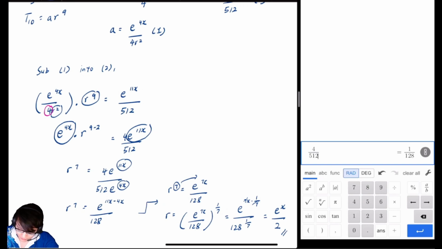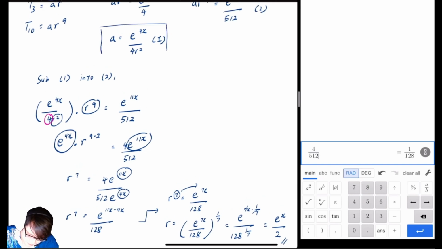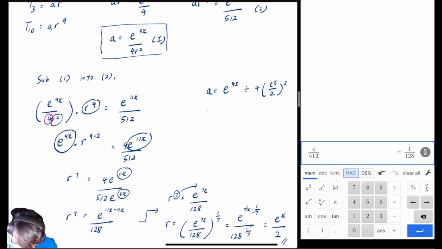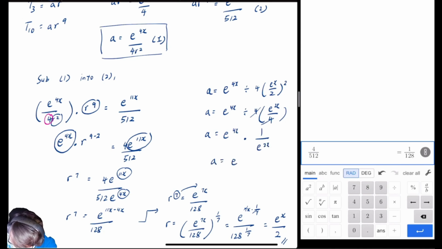Okay, but is that the end? Of course, we don't forget about the first term, a. You can just substitute: a is equal to e^(4x) divided by 4 times (e^x over 2) squared. So e^(4x) divided by 4, and then e^(2x) over 4, cancel this, then you have e^(4x) multiplied by 1 over e^(2x). So overall it will be 4x minus 2x, and be e^(2x).